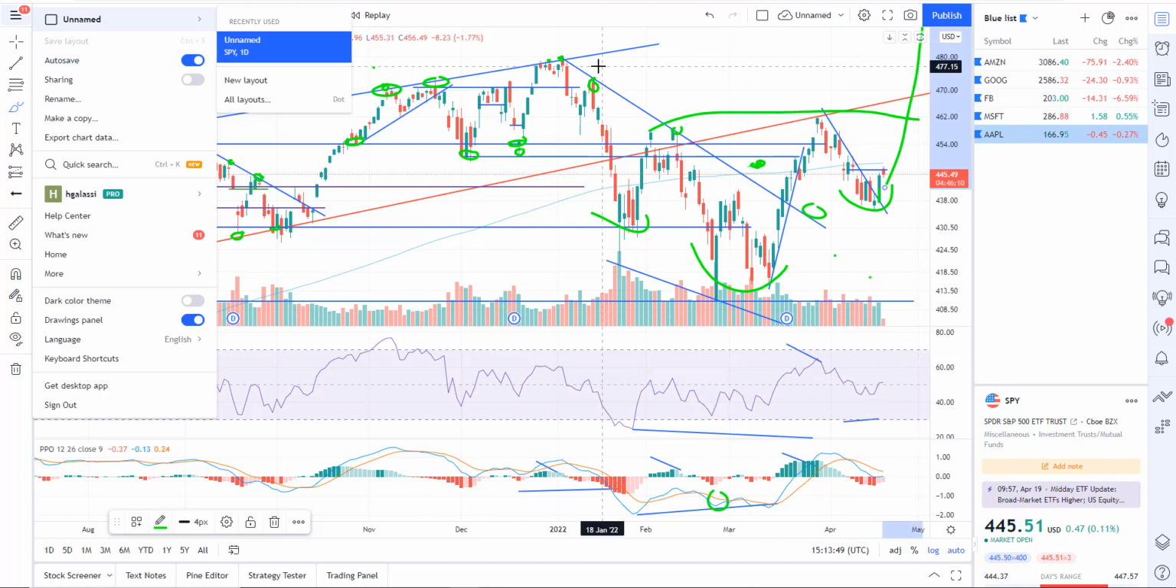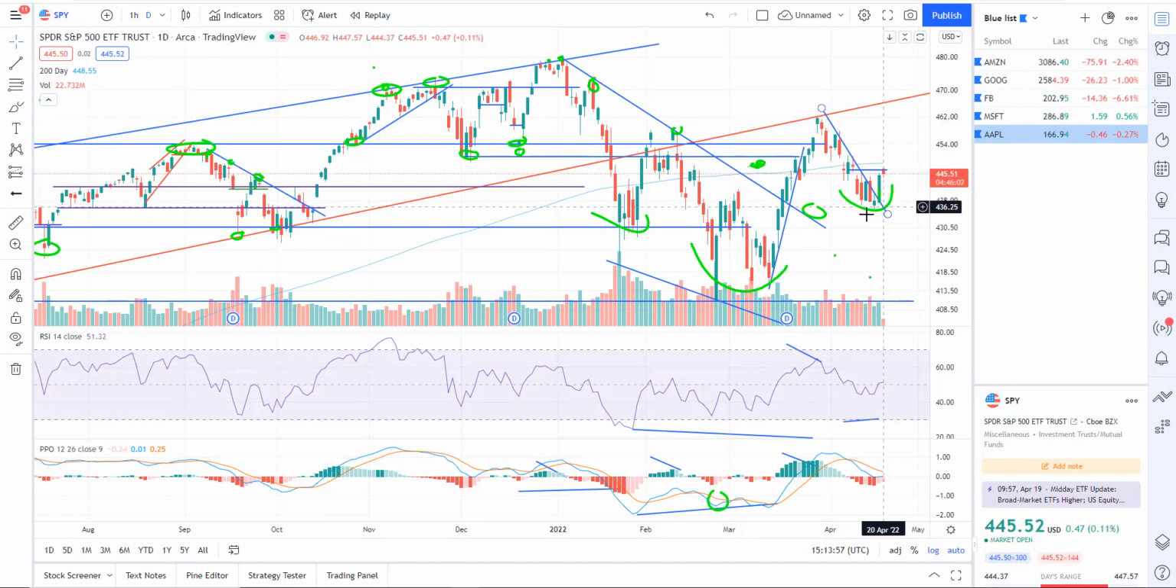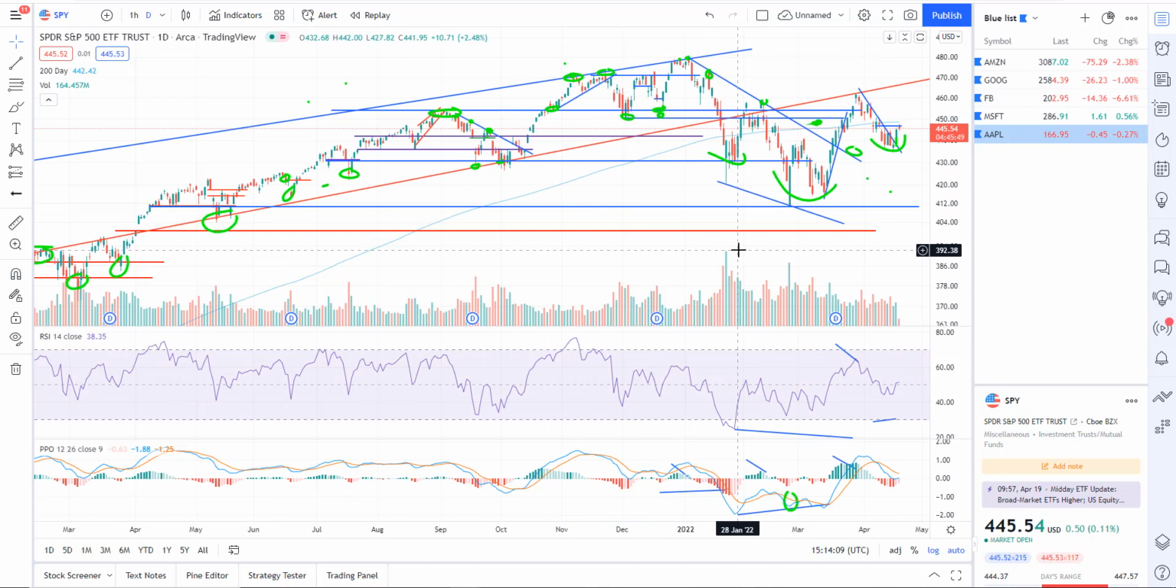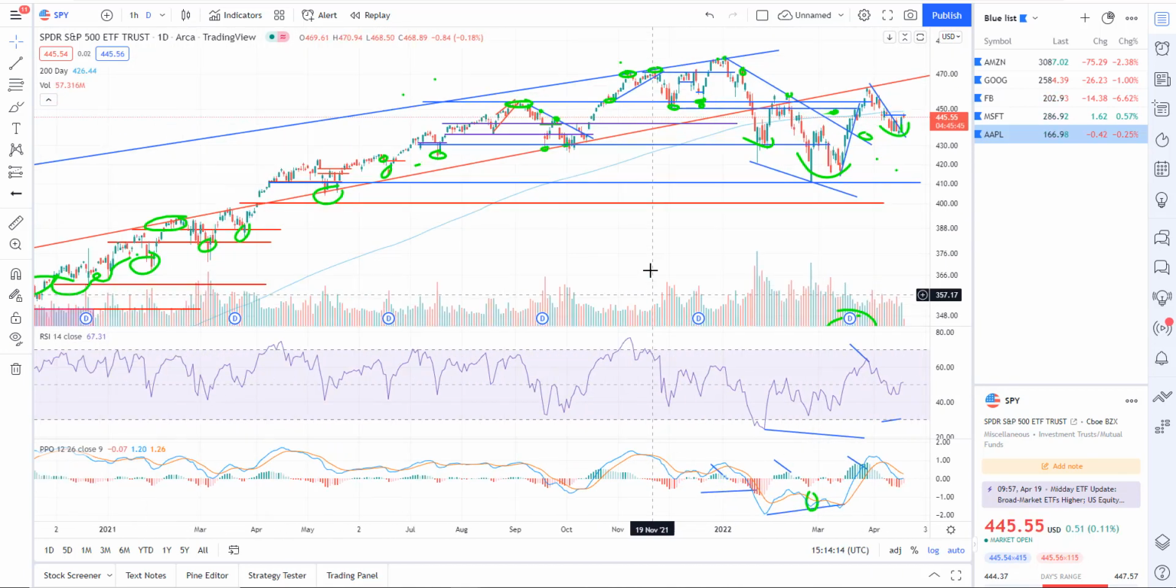Now, yes, that could play out, but one thing I do want to point out: the reverse head and shoulders, or just the head and shoulders in general, are thrown out quite easily. You usually want to look for these patterns at the end of an extended downtrend. So the reverse head and shoulders, you want to look at the end of an extended downtrend. And this is not a downtrend. This is not an extended downtrend.